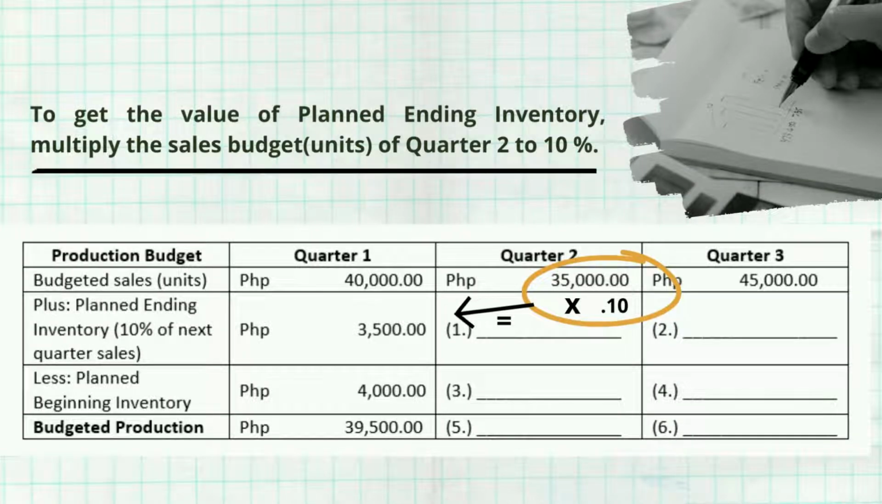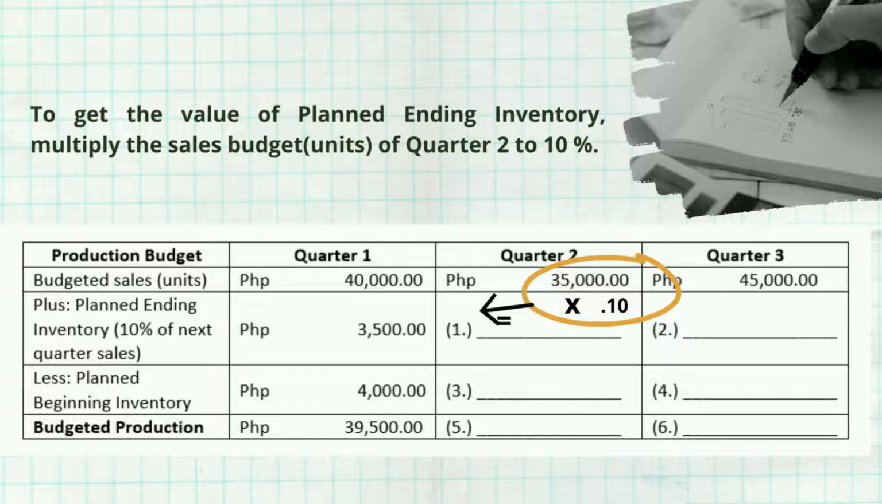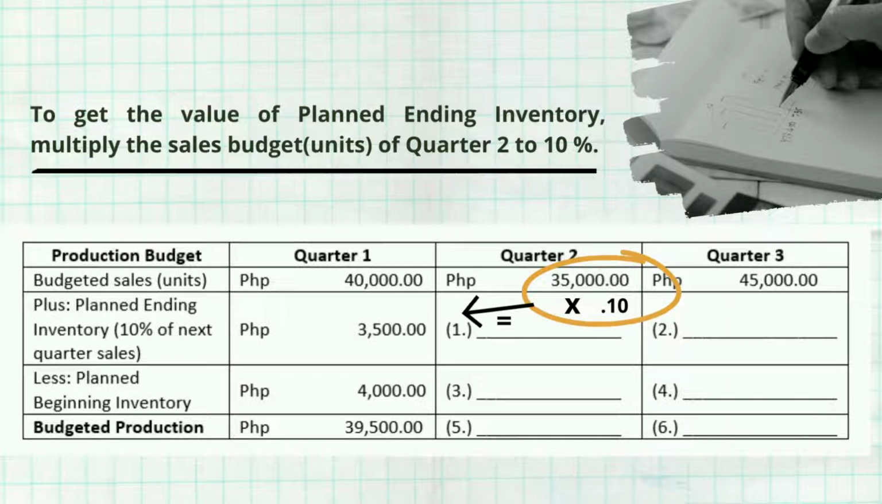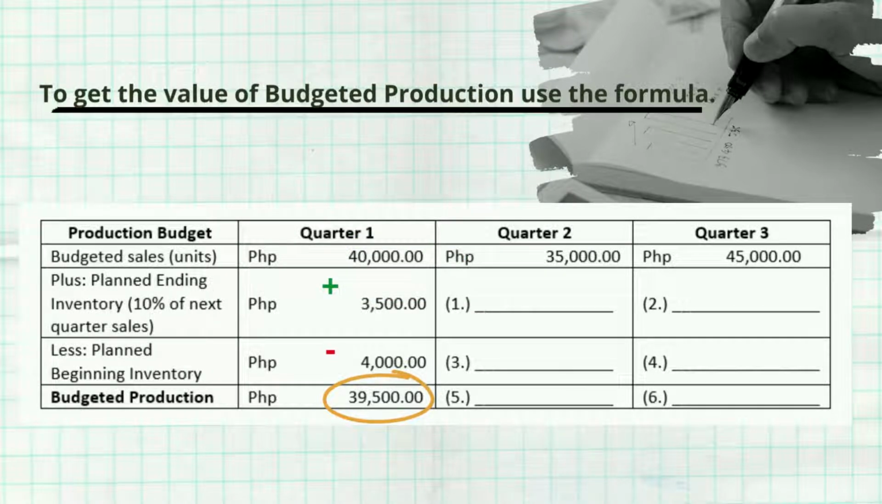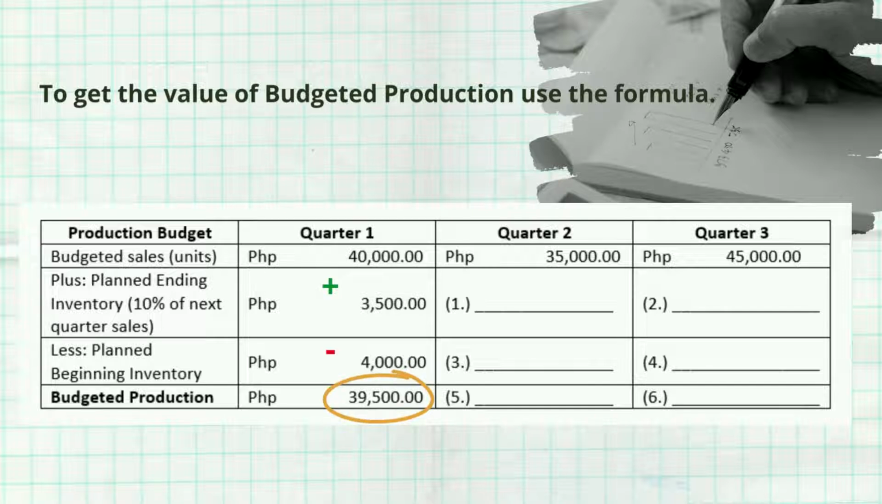Take note of this instruction. To get the value of planned ending inventory, just multiply the sales budget or units of Quarter 2 by 10%. Now, since we already have the planned ending inventory, here's how to get the value of planned beginning inventory. Multiply the sales budget or units of Quarter 1 by 10%. You got it? And finally, to get the value of budgeted production, you can use the formula. In the illustration, you can just add 40,000 pesos plus 3,500 pesos, less 4,000 pesos, which is equal to 39,500. So now, we already have our budgeted production.